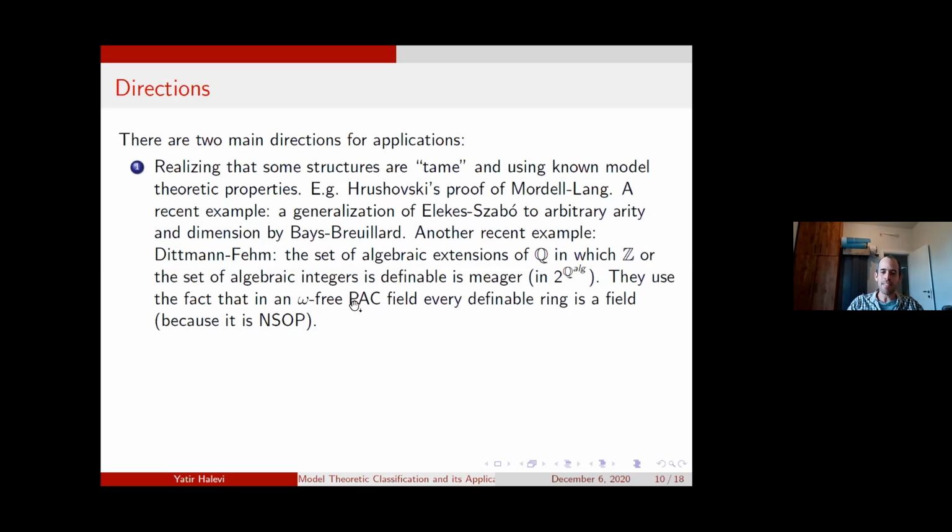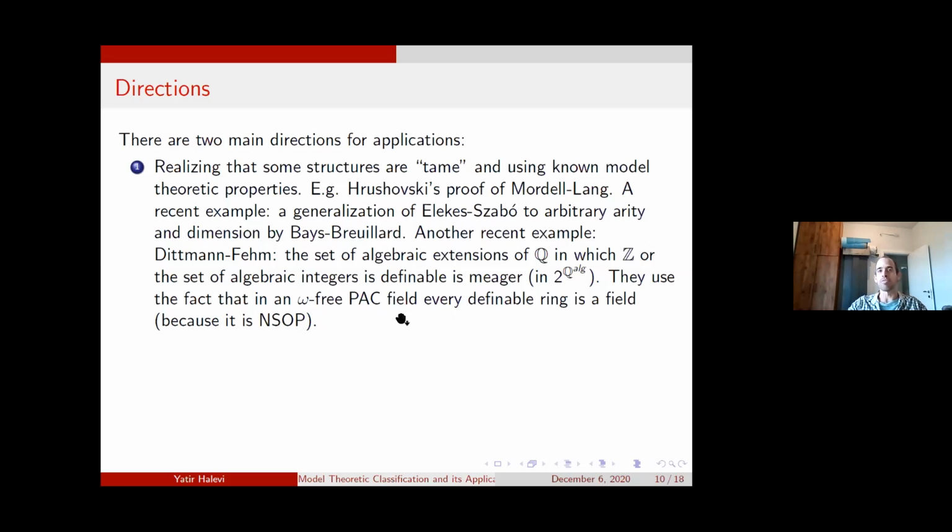So what is a PHC field? A PHC field is a field in which every absolutely irreducible variety has a rational point. So it's something a little bit weaker than algebraically closed, but it's still, how would I say it? It still has enough structure inside it. Omega 3, you can forget it. It just says something about the Galois group. But they use the fact that every definable ring there is a field.